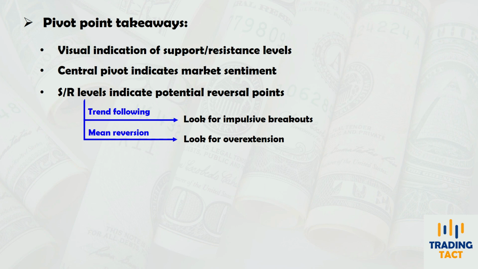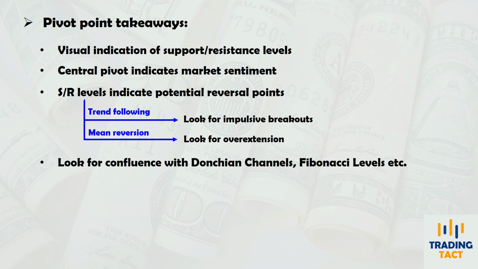For higher probability trades, look for confluence between the pivot points and other indicators such as moving averages, Donchian channels or Fibonacci levels.